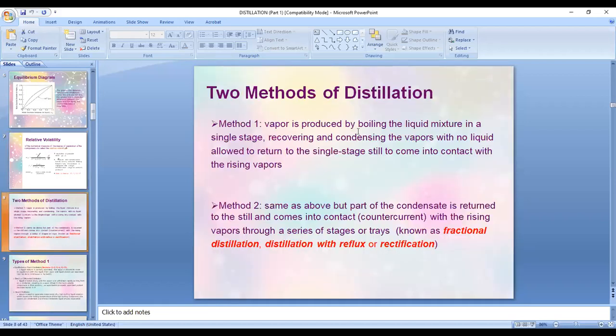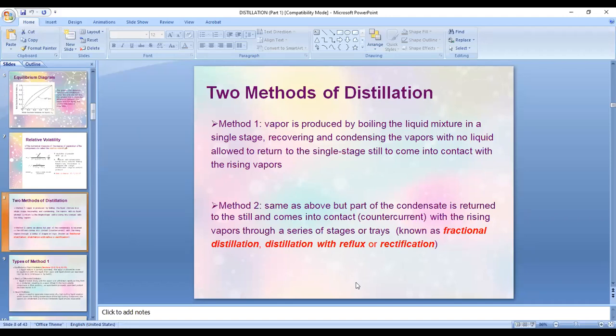As to the methods of distillation, we have one in which vapor is produced by boiling the liquid mixture in a single stage, recovering and condensing the vapors with no liquid allowed to return to the single stage still to come into contact with the rising vapor. This is the uncomplicated way of separating the lighter components from the heavier components. One that is frequently used in the industry is method 2.